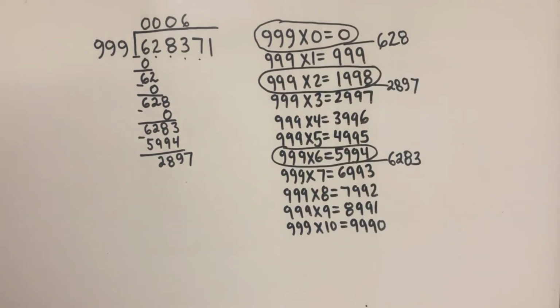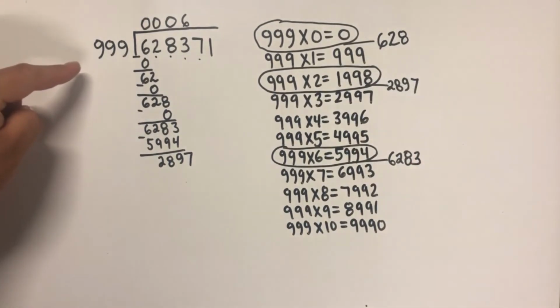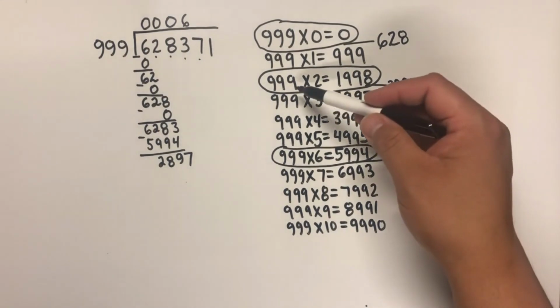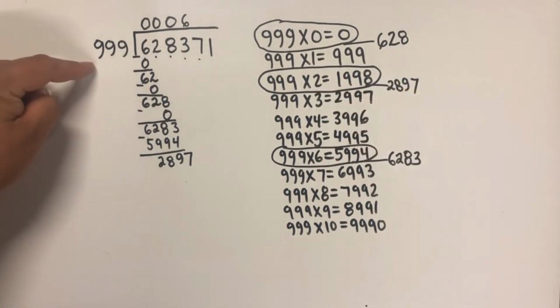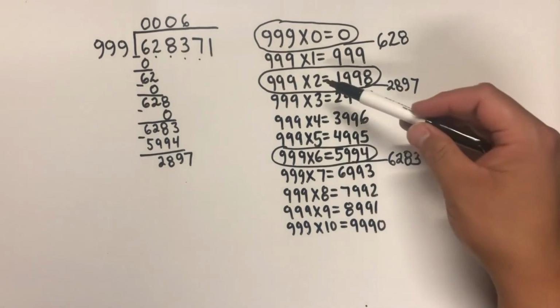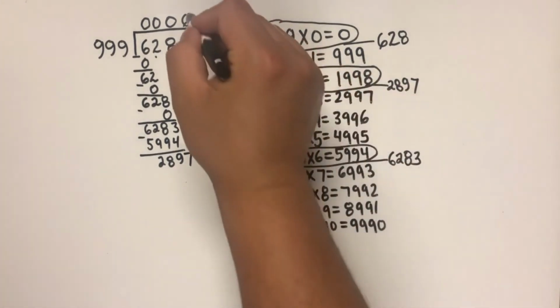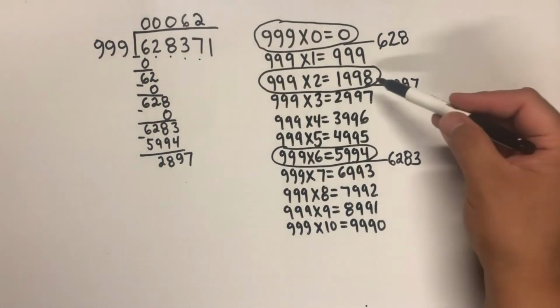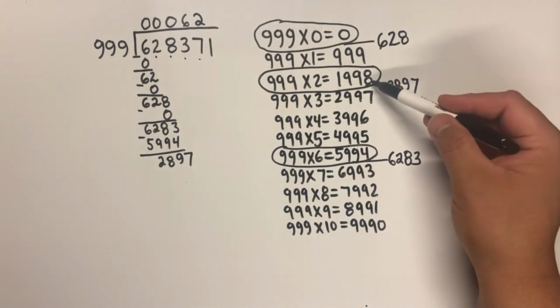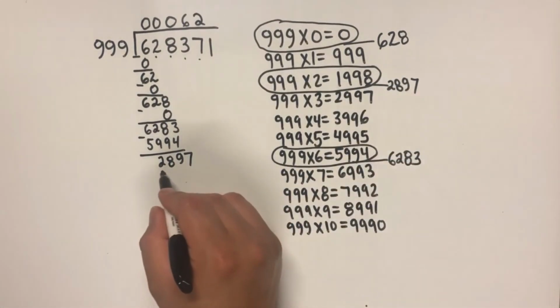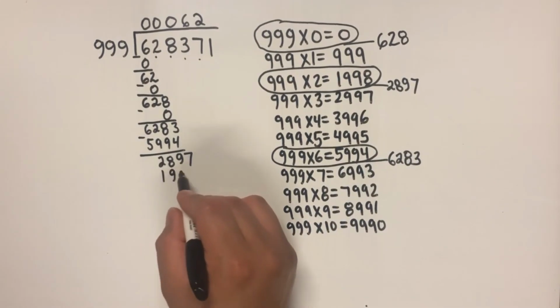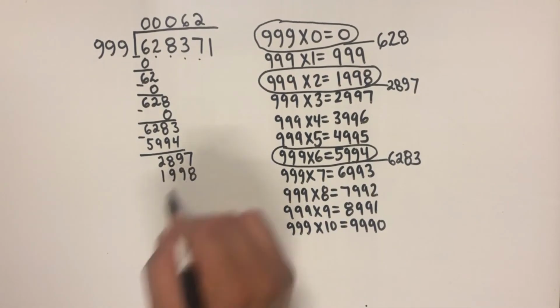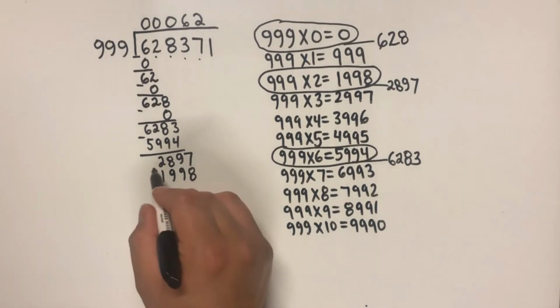Okay. So I use those numbers over here. The number 999 is this number right here, 999. This number 2 goes on top of the number 7. And this number right here, 1,998, goes right here, 1,998. And I perform a subtraction of those two numbers.